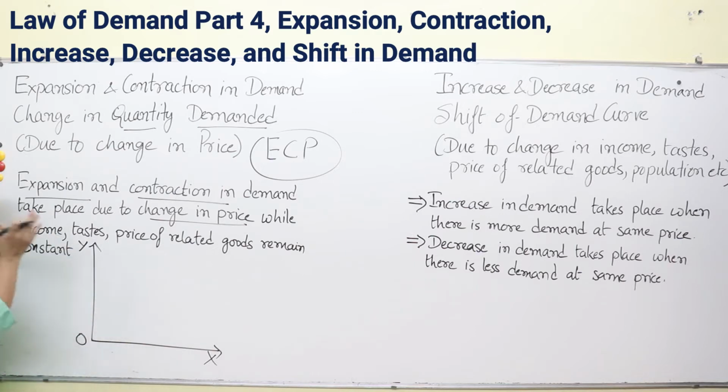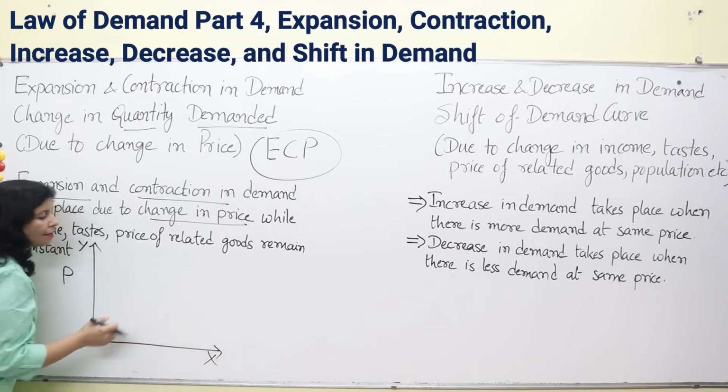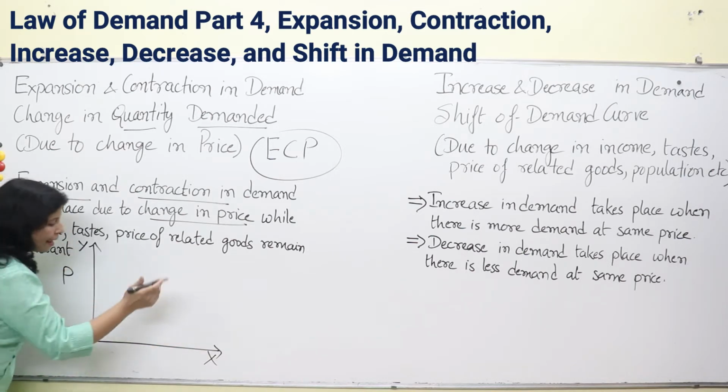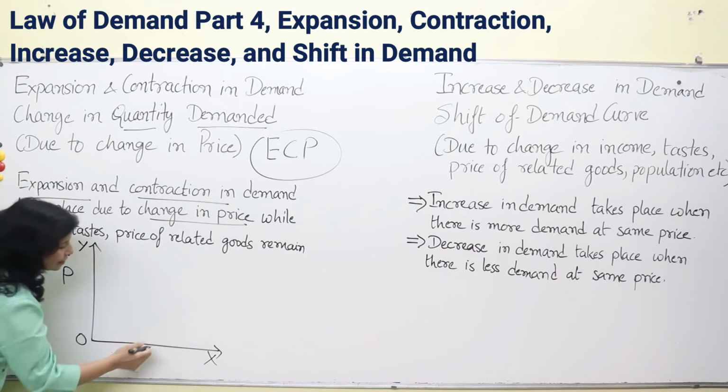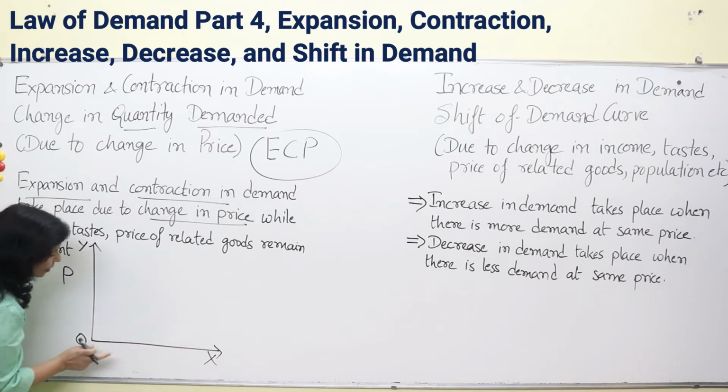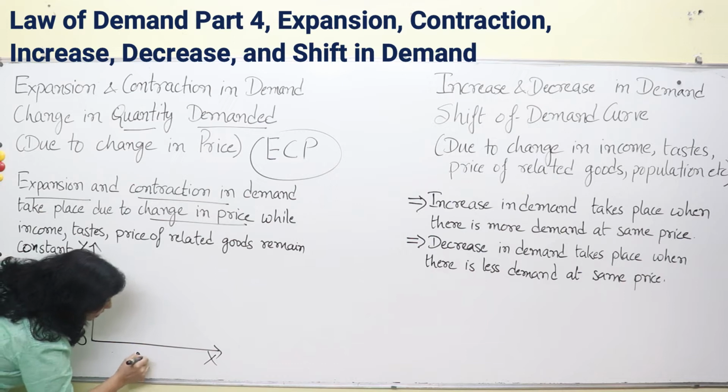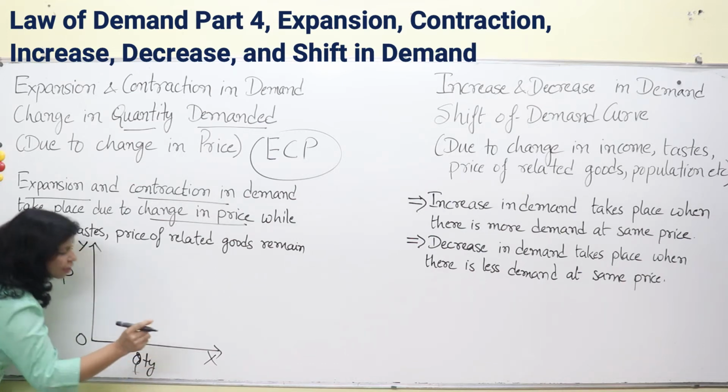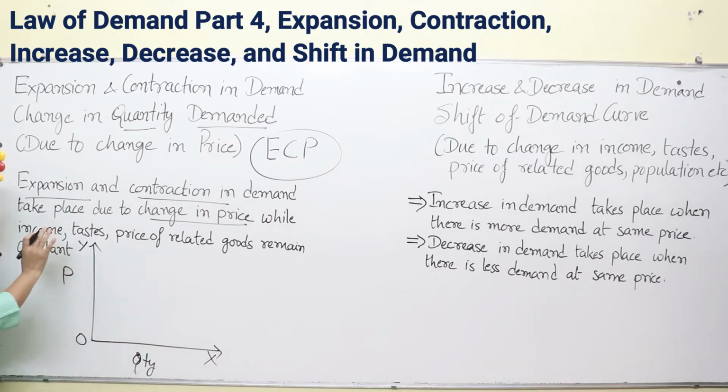And always remember, in your law of demand, when you are discussing, price is always taken on the vertical axis and quantity demanded is taken on your x-axis. This is y-axis, this is x-axis. So price on y-axis and your quantity on which axis? X-axis. Very true. You are very intelligent now. Now you have understood a lot. Now what happens over here?